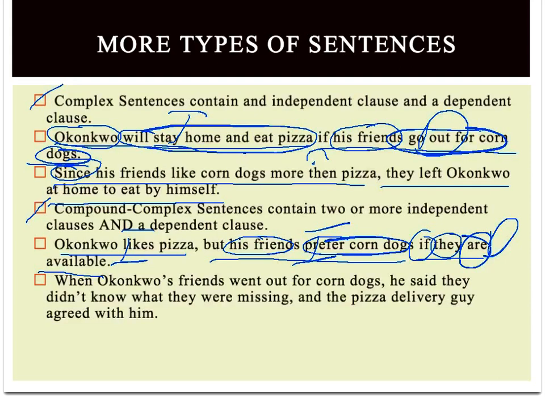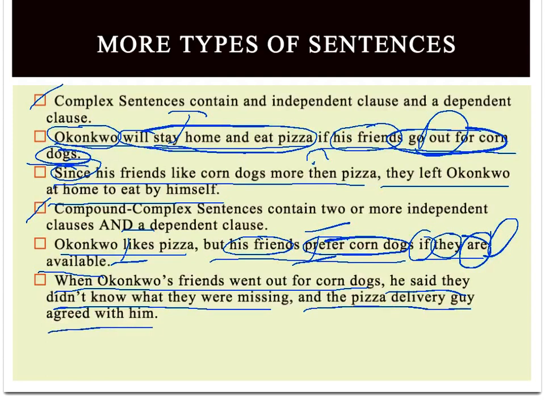This is another sentence with 3 clauses. Right? When Okonkwo's friends went out for corn dogs, he said that they didn't know what they were missing, and the pizza delivery guy agreed with him. Right? Those are 3 units within the sentence that have their own subject and predicate. 2 of them are independent. The second one and the third one are independent clauses. They could stand on their own. But this first one, when Okonkwo's friends went out for corn dogs, right, that's a dependent clause. It requires the rest of the sentence for meaning. So when we've got more than one independent clause and a dependent clause in the same sentence, we're looking at a compound complex sentence.